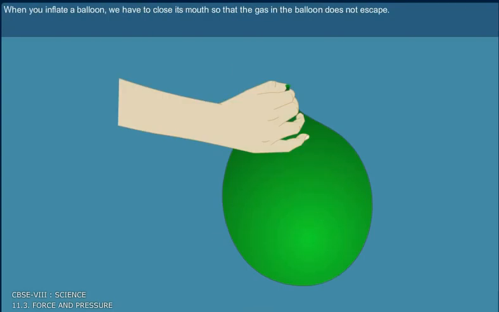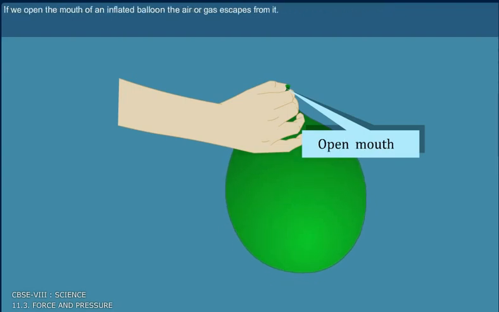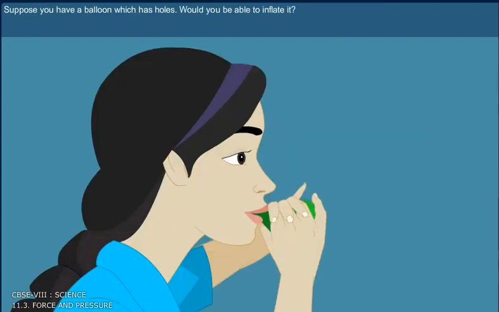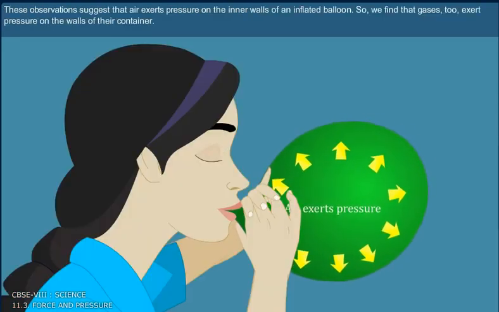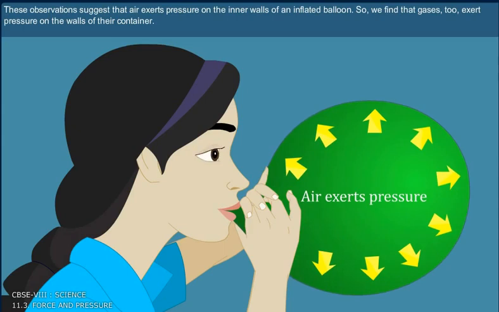When you inflate a balloon, we have to close its mouth so that the gas in the balloon does not escape. If we open the mouth of an inflated balloon, the air or gas escapes from it. Suppose you have a balloon which has holes. Would you be able to inflate it? The balloon will not be inflated because it won't be able to hold the gas or air in it. Can we say that air exerts pressure in all directions? These observations suggest that air exerts pressure on the inner walls of an inflated balloon. So, we find that gases too exert pressure on the walls of their container.